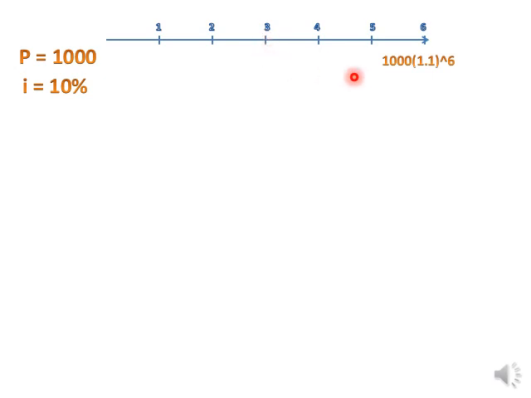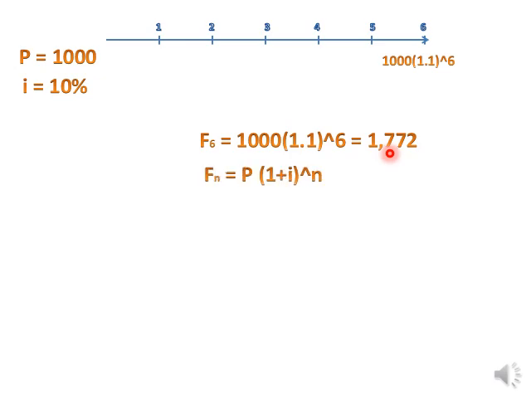Now on the sixth year, the total amount of money in the bank is equal to this amount. Our formula: the future amount after 6 years is 1,000 times 1.1 raised to the power of 6, which is equal to 1,772. Or, in general, the future amount of money after n periods is equal to the principal amount times 1 plus the interest per period, in this case 10%, raised to the total number of compounding periods.